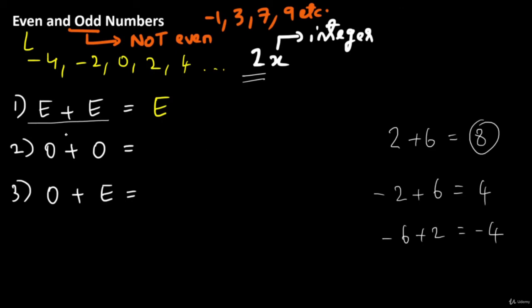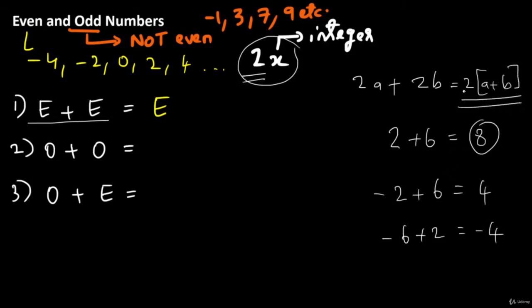You can also think of it in this way. I can write the first even number as 2a, in respect of 2x, where a is some integer, and the second even number could be 2b. So when you are adding them, that's 2a plus 2b, which is equal to 2 into a plus b. Again, this is also an even number because it's of the form 2x. So whenever you are adding two even numbers, your answer will always be even.